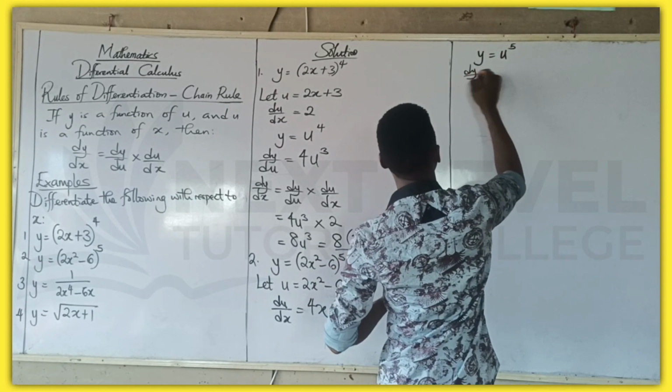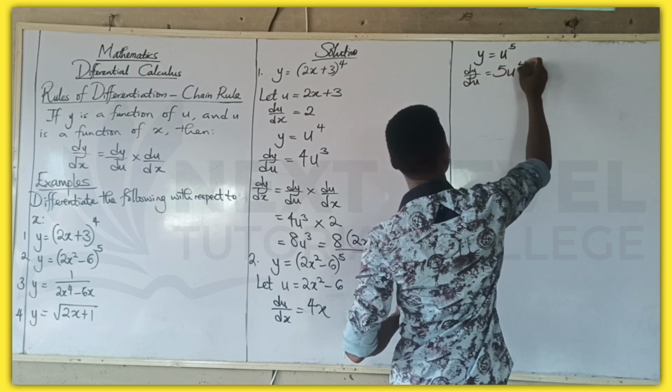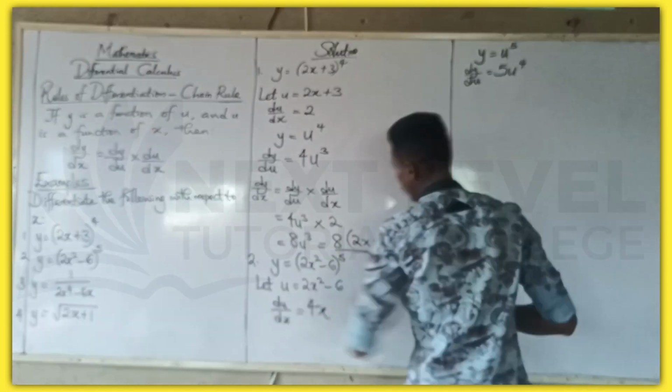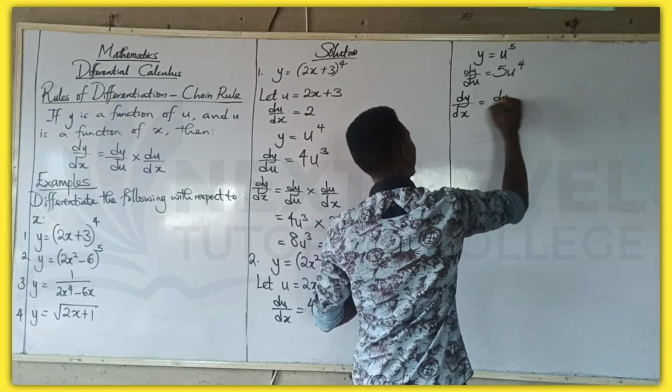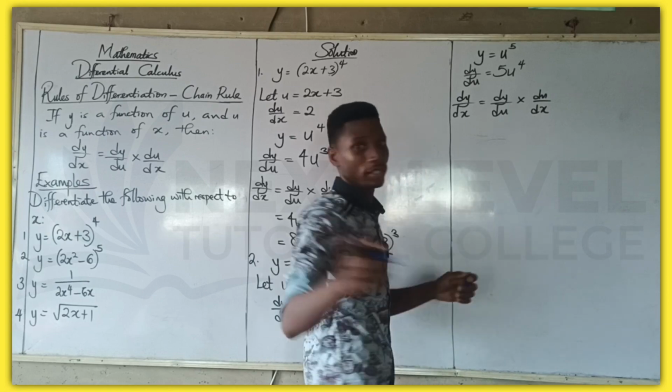So now we'll find dy/du, and this will give us 5u raised to power 4. So we found dy/du, we found du/dx. Next thing is dy/dx. The dy/dx will be dy/du times du/dx. At this junction, let me show you something.